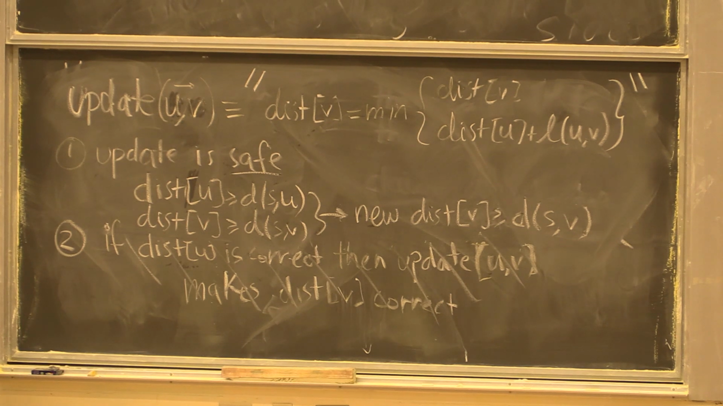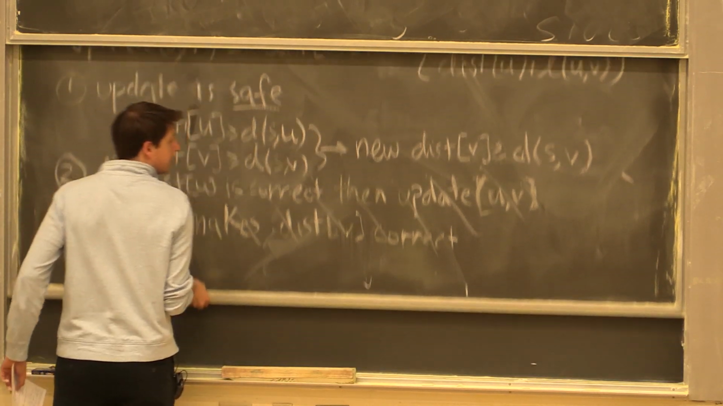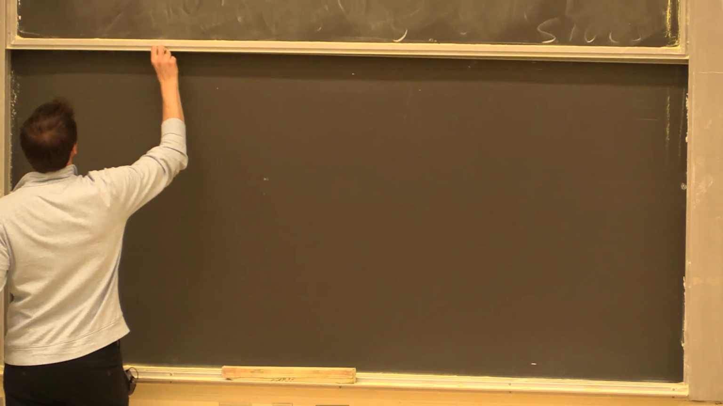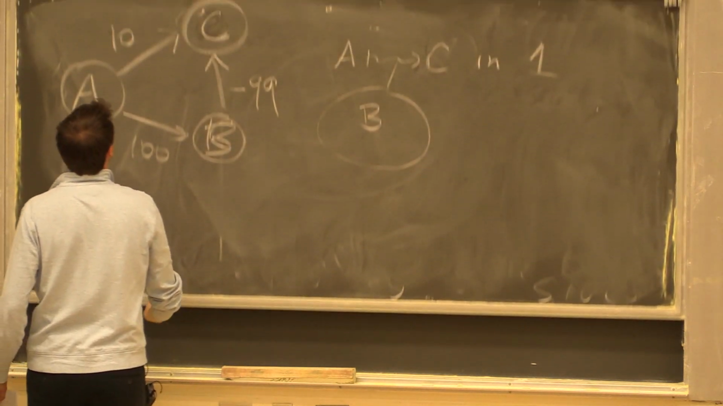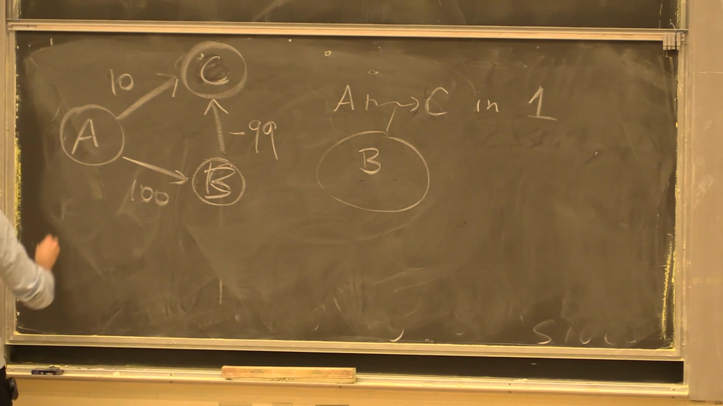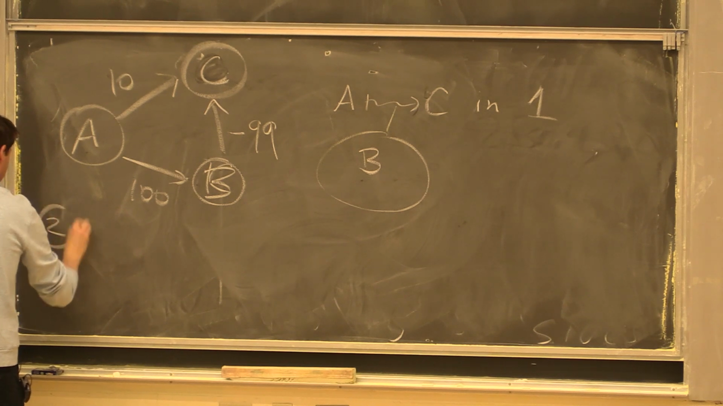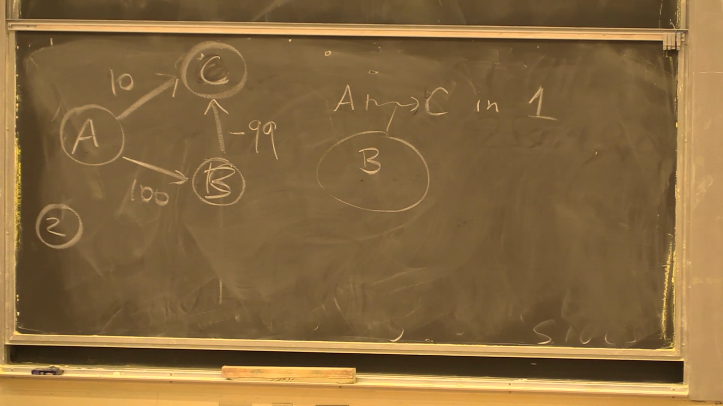Right? I'm wondering where to write it. Let me write it up here. So I'm going to write here "wrong." Okay. And here I'm going to write a different one, which is the property that does hold.